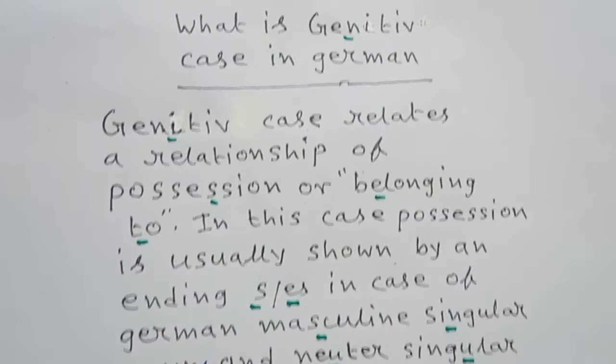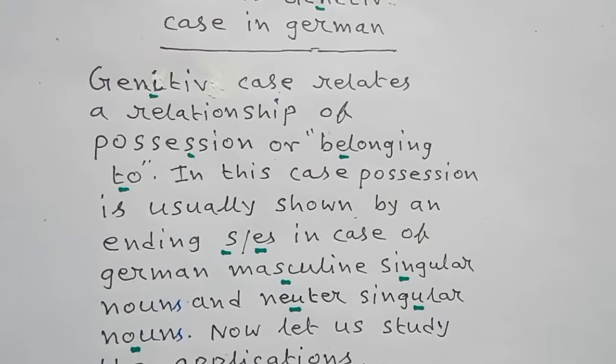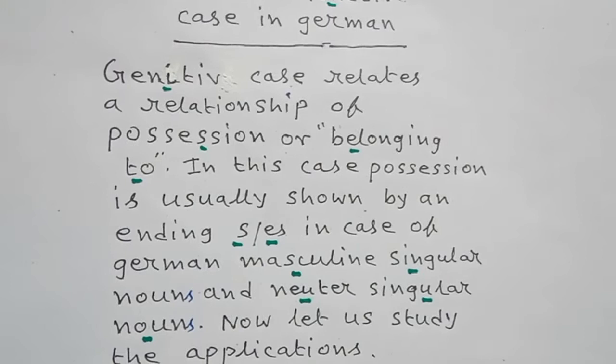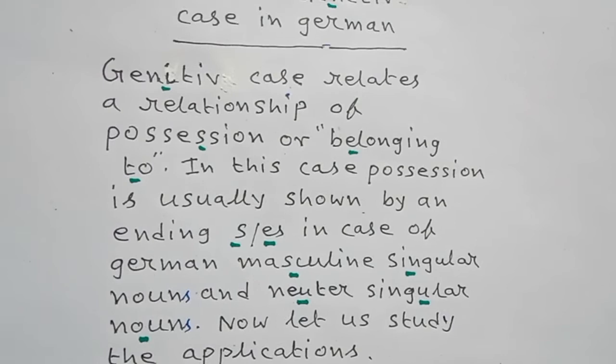So, let us start. Now, what is the genitive case in German? The genitive case expresses a relationship of possession or belonging to. In this case, possession is usually shown by an ending s or es in the case of German masculine singular nouns and neuter singular nouns. Now, let us study the applications.